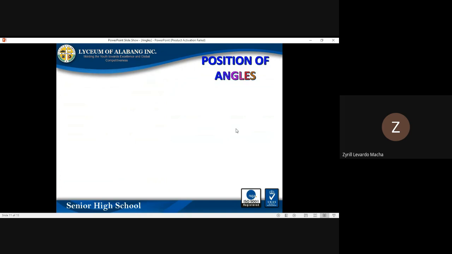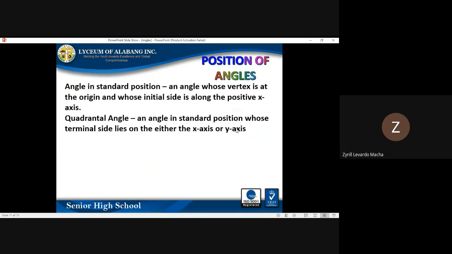Now, let's talk about the position of angles. So, angle in standard position. It is an angle whose vertex is at the origin and whose initial side is along the positive x-axis. On the other hand, we have the quadrantal angle. It is an angle in standard position whose terminal side lies on either the x-axis or y-axis.